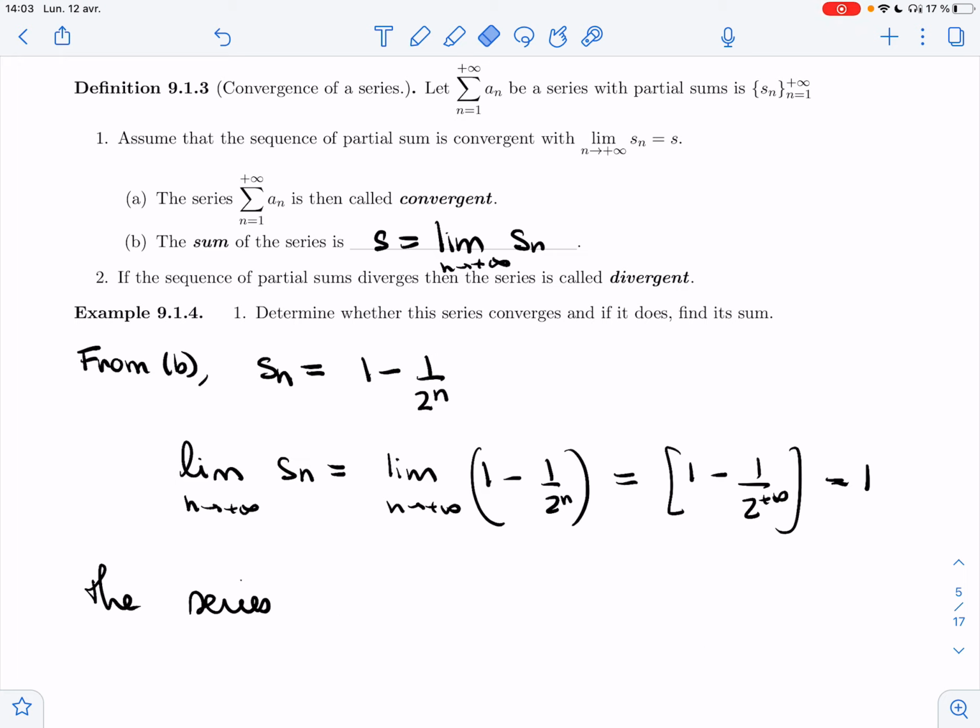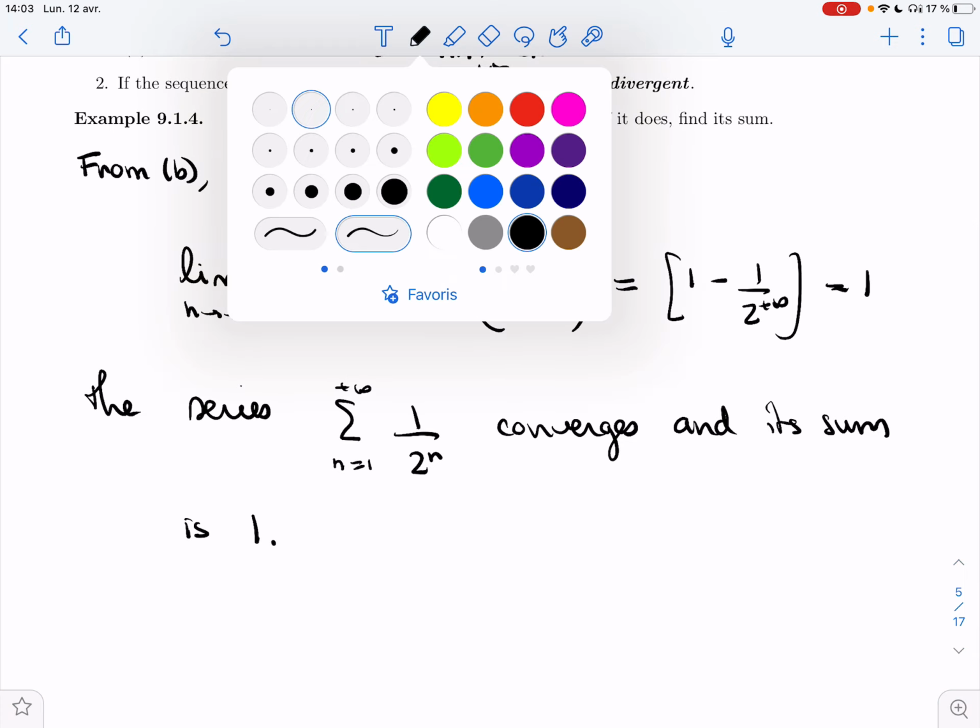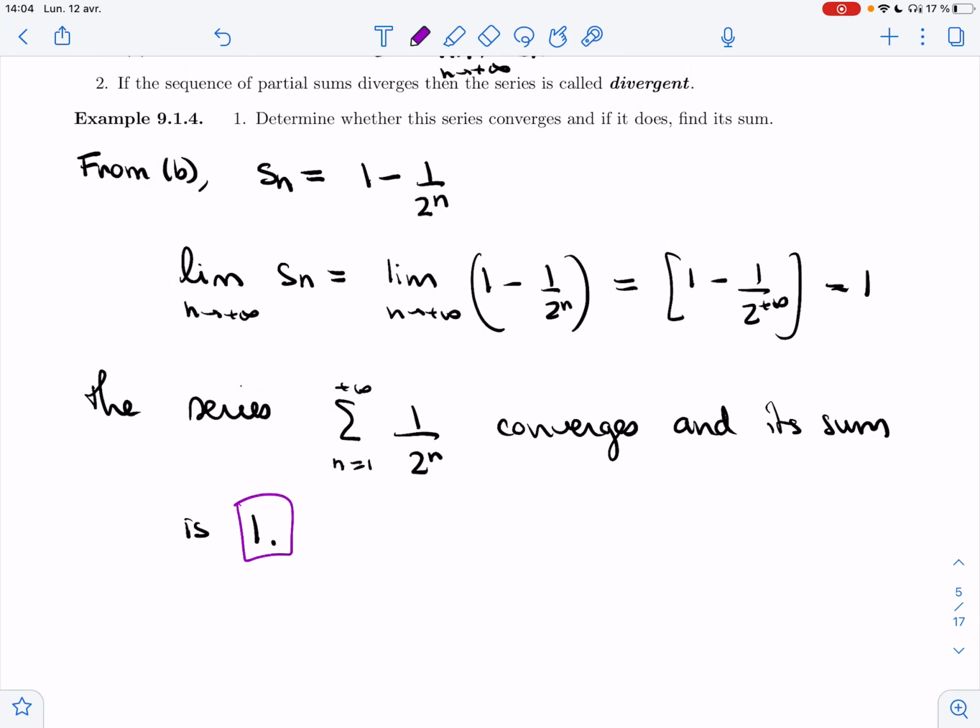All right, so if you get a real number when you look at this limit, then the series converges. The series, what was the series? The sum from n equals 1 to infinity of 1/2 to the n converges, and its sum is 1. All right, so if you can find an expression for partial sums, then all you have to do is apply a limit to it.